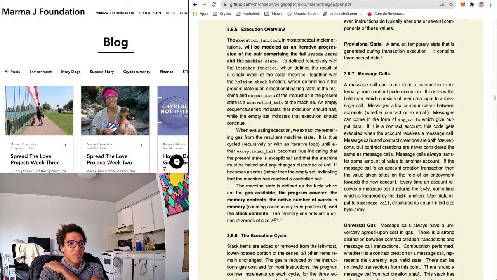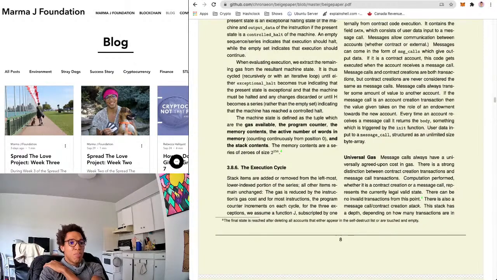Every time an account receives a message call, it returns the body, something which is triggered by the init function. User data input to a message call is structured as an unlimited size byte array. Universal gas. Message calls always have a universally agreed upon cost in gas. There is a strong distinction between contract creation transactions and message call transactions. Computation performed, whether it is a contract creation or a message call, represents the currently legal valid state. There can be no invalid transactions from this point. There is also a message call contract creation stack.